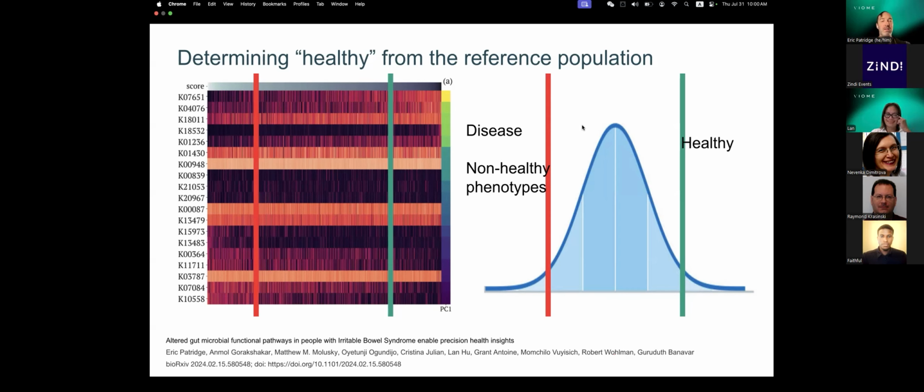But this is an example of where we might decide these folks would fall into the non-healthy phenotypes. These folks would fall into the healthy phenotypes. And it is approximately related to how the molecular data is sorted on the left.